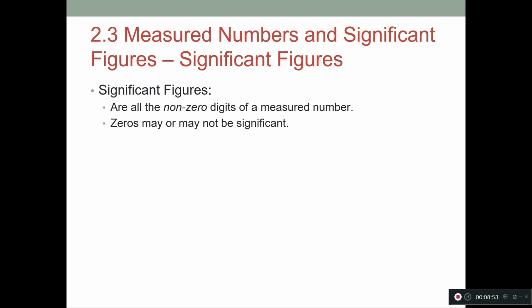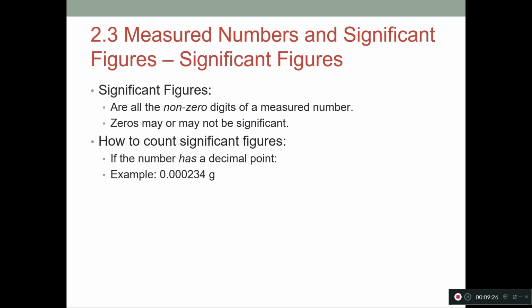And so when we want to come up with how many significant figures a number actually has, there are a few rules for this. The first rule is that all non-zero digits are always going to be significant, whereas zeros may or may not be significant. So determining whether zeros are significant is going to become the thing that we actually have to worry about here.